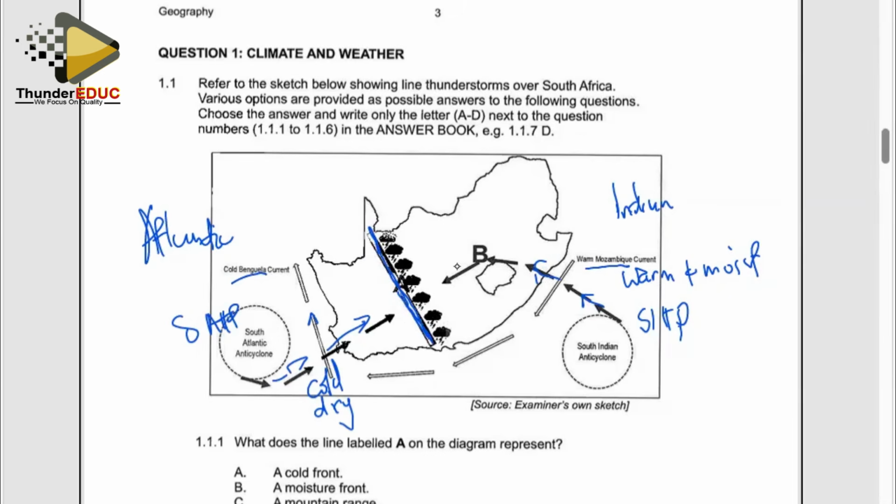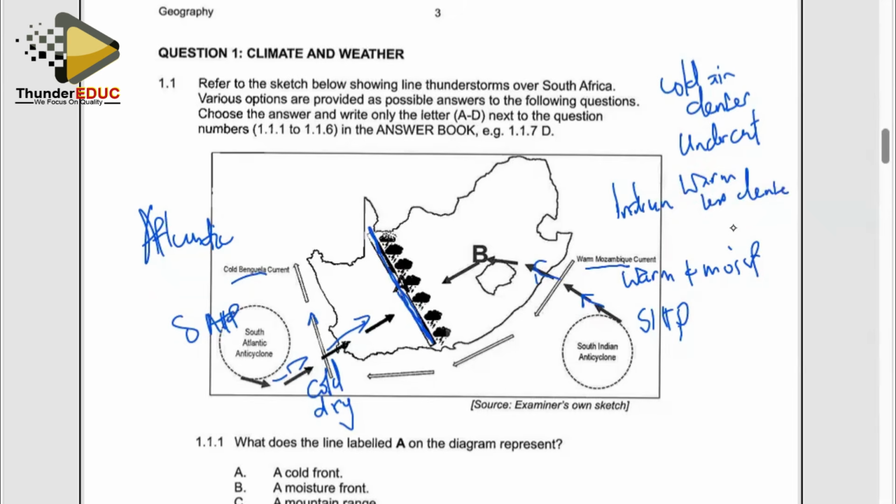And along this boundary, remember, cold air is denser. And for that reason, because it is denser and heavier, it is going to undercut the warm air. And the warm air, remember, warm and moist air is less dense.